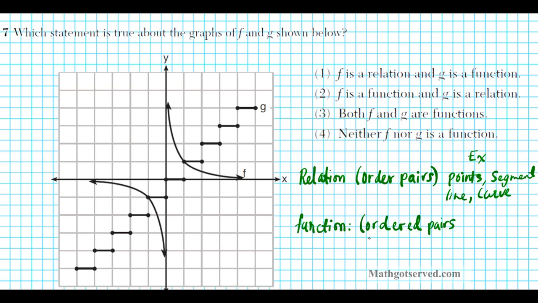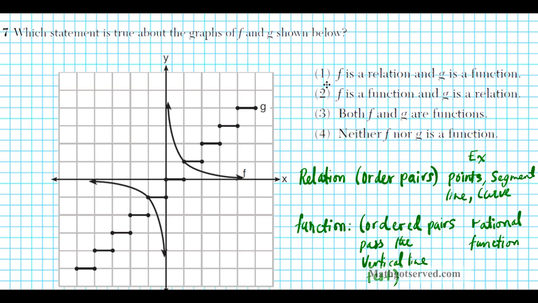Okay? So, ordered pairs that pass the vertical line test. Vertical line test. This is just a graphical interpretation of a function. So what are some examples of functions that pass the vertical line test? We have rational functions, like we have here. This is a rational function. Okay, now let's take a look at the options we have.